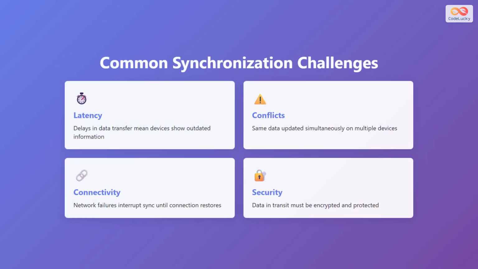While synchronization is powerful, it comes with challenges. The first challenge is latency, or delay. When data takes time to transfer between devices, some devices may show outdated information temporarily. The second challenge is conflicts. Conflicts occur when the same data is updated simultaneously on multiple devices. For example, if you edit the same document on two devices at the same time, which version should be kept? The system must decide. The third challenge is connectivity issues.